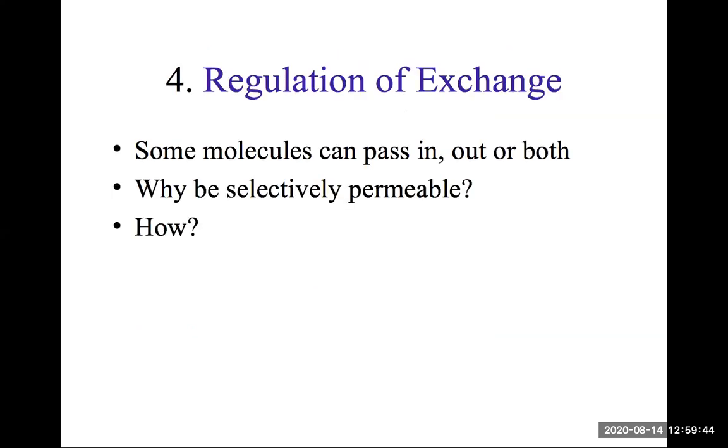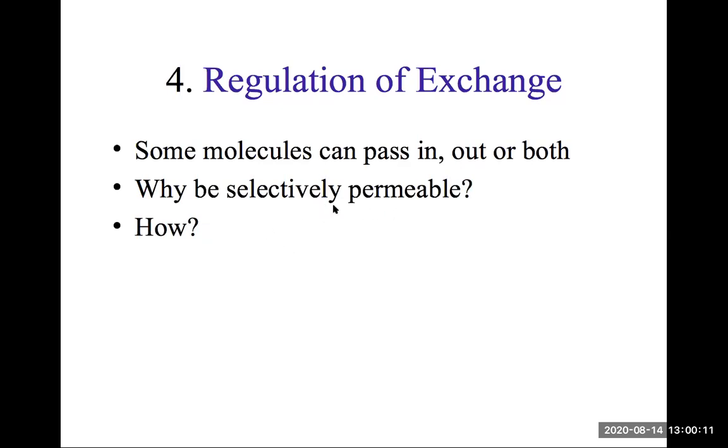All right, and then the last thing is the regulation of exchange. This is controlling which molecules can go in, which ones can go out, which ones can do both. Okay, so that means that a cell is called selectively permeable. It's kind of picky about what comes in and out of the cell, but that ability to be selective is due to the plasma membrane, okay?